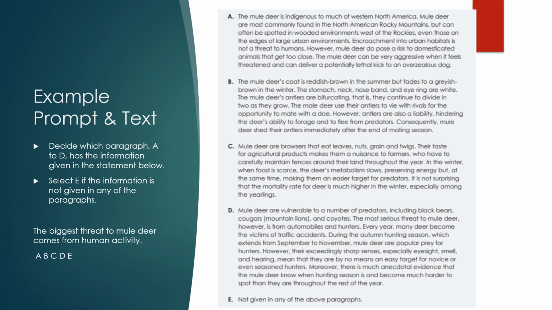So what will be the answer? D or E? When you read paragraph D, you will find your answer, that D is the answer.